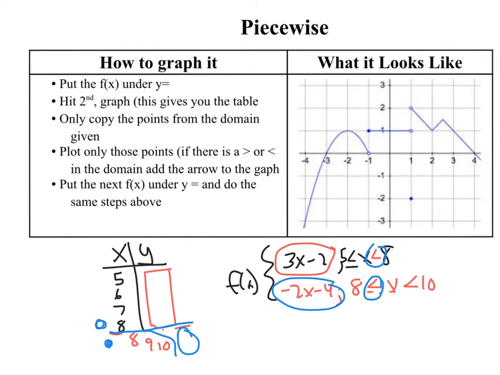Obviously, like I said, the bottom line is you put it under y equals, each little piece, get your table set up, hit second graph, which gives you the table and all that, and then copy only the points in that restricted area. That's what we call the restricted area for the domain. Like this one, I'm only looking from here to here. Keep in mind, none of this has anything to do with this graph up here, okay? And that's what it tells you, only those points. Then put f of x under y equals and do the same thing under each one. So that's how we create a piecewise.